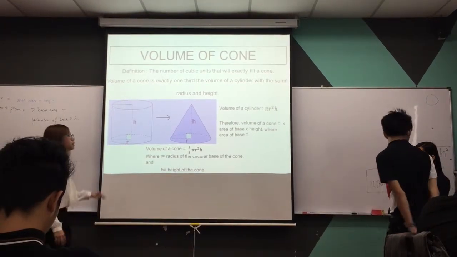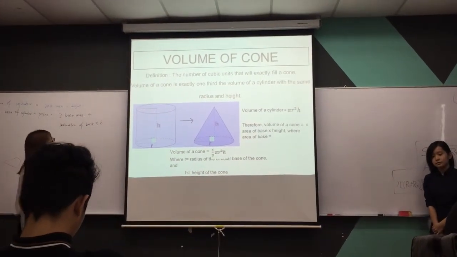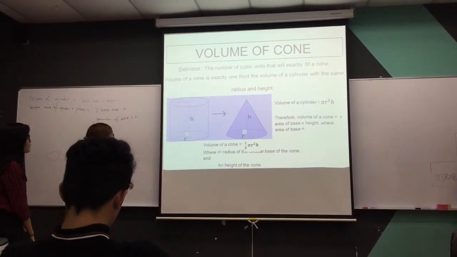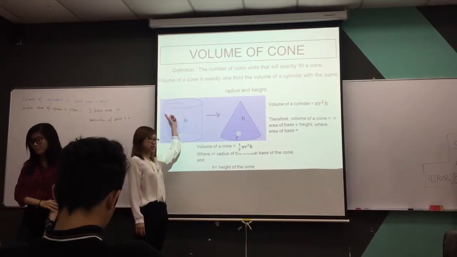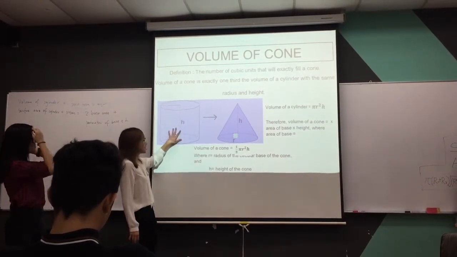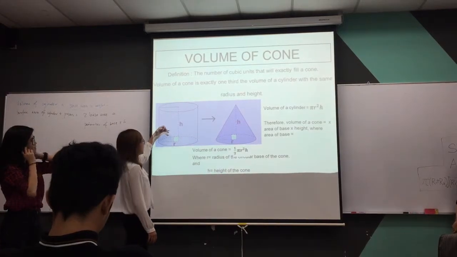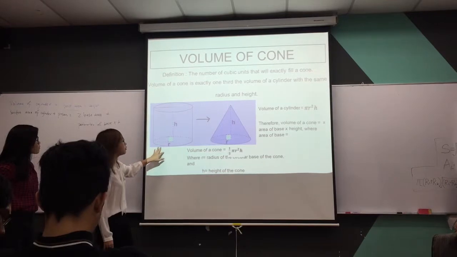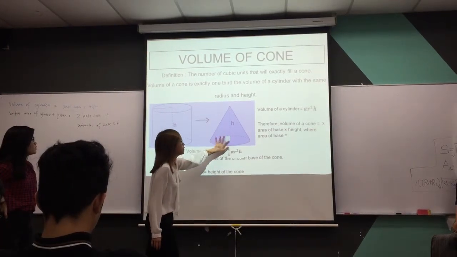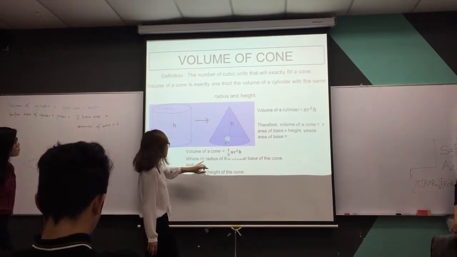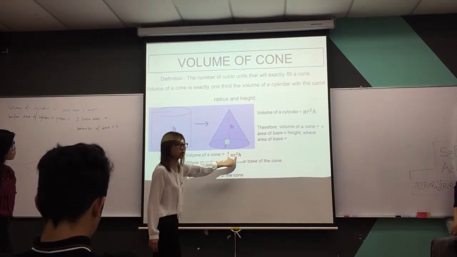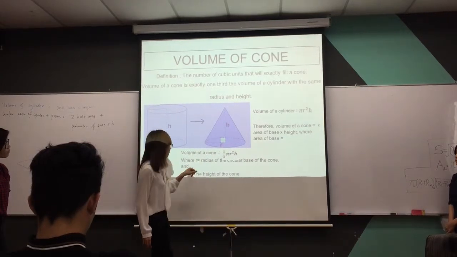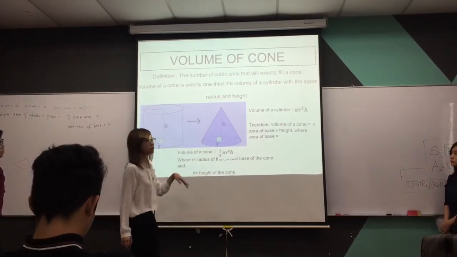So now I'm going to talk about the volume of a cone. The volume of a cone is defined as the number of cubic units that will exactly fill a cone. So a cylindrical shape can fit 3 cones in one. Therefore, the volume of the cone is developed from the volume of the cylinder, which is 1/3 pi r squared h, where r equals the radius and h equals the height.